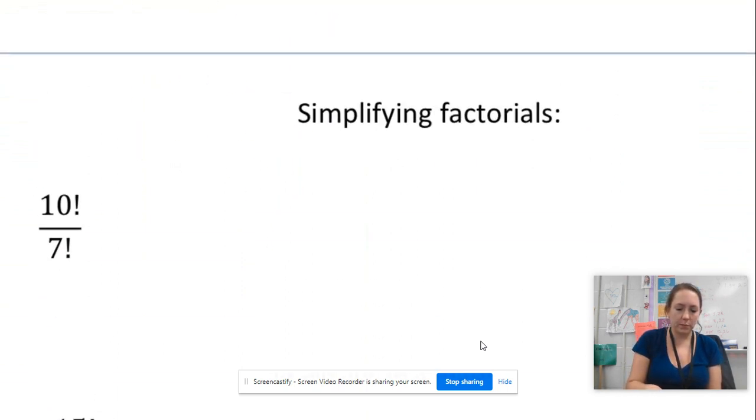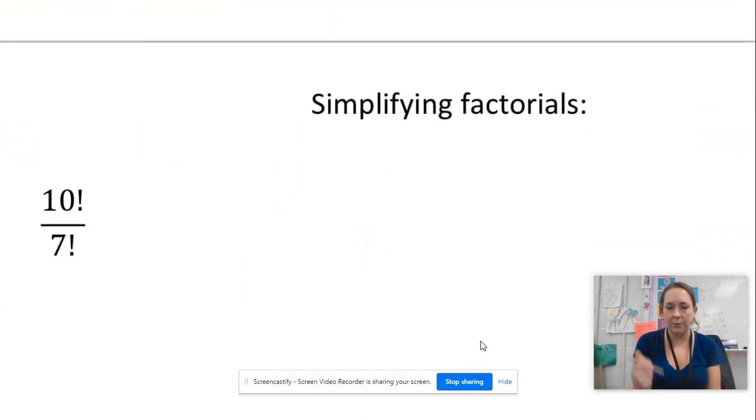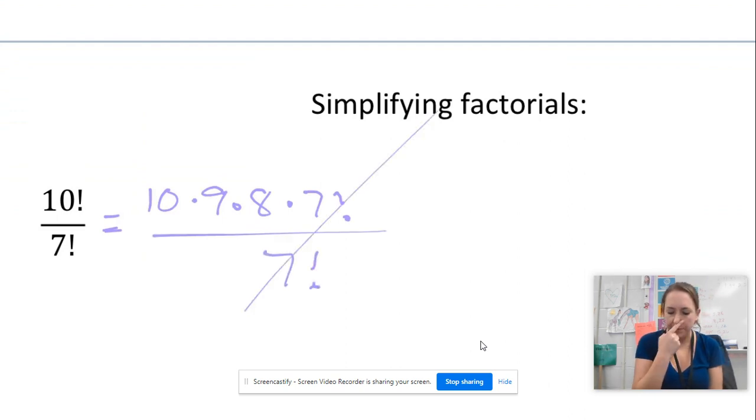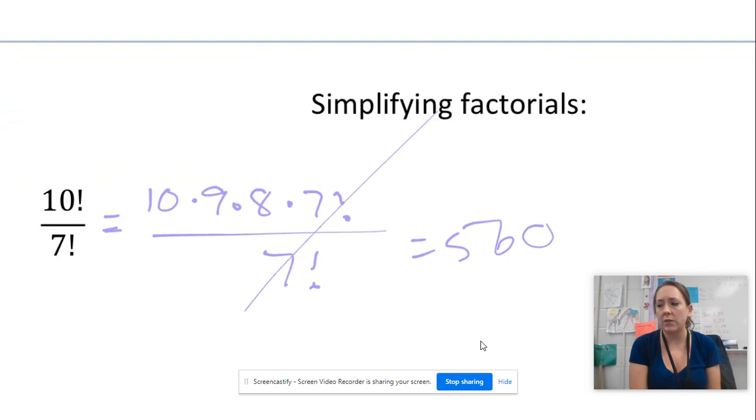So if you were to simplify a factorial, 10 factorial is 10 times 9 times 8 times 7 all the way down. But you could just do this where they cancel out. It's just 10 times 8 times 9, which is 560. Much easier. In the calculator, there is a shortcut for a factorial.